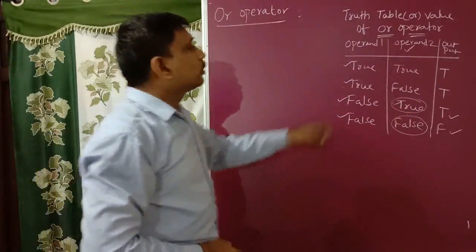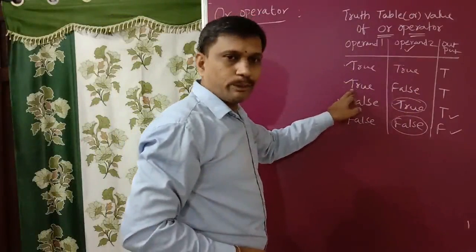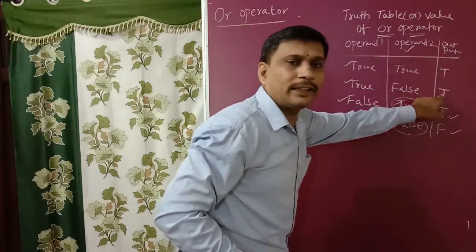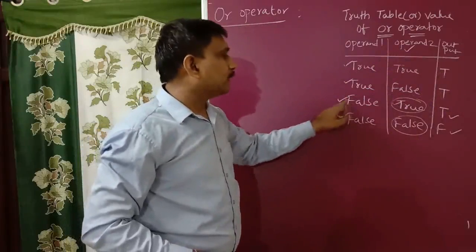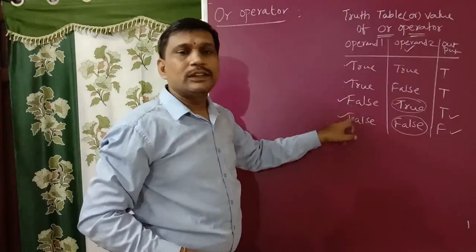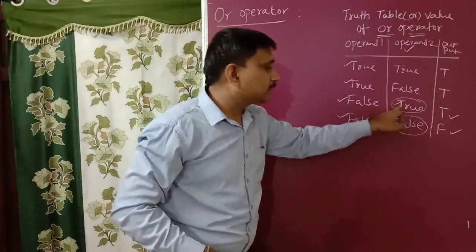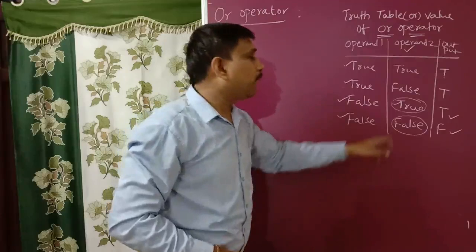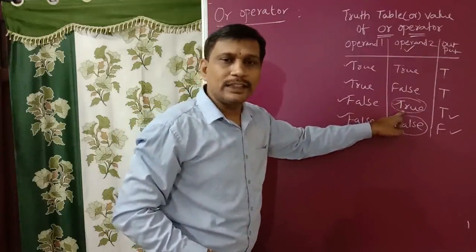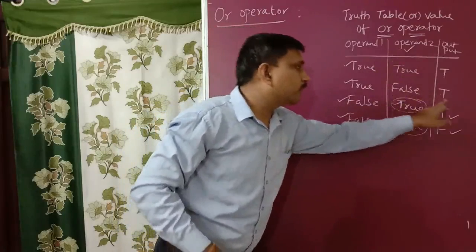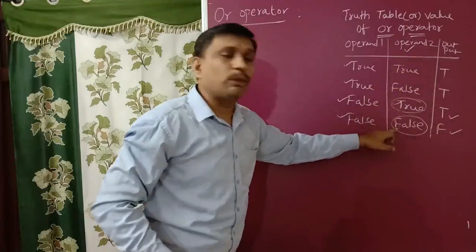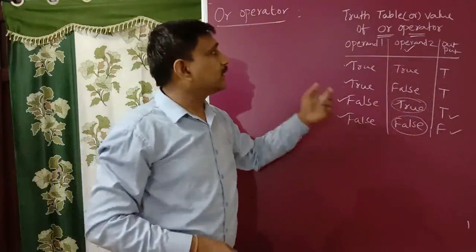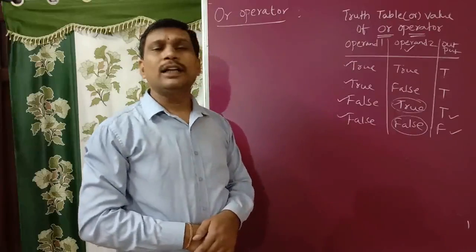Observe here. When the first operand is true, we do not check the second operand, and we decide the final output. But in the second case, when the first operand returns false, we must check the value of the second condition, and depending on it, we decide the final output. If the second operand is true, the final output is true. If the second operand is false, the final output is false. So this is the structure of the truth table of the OR operator.